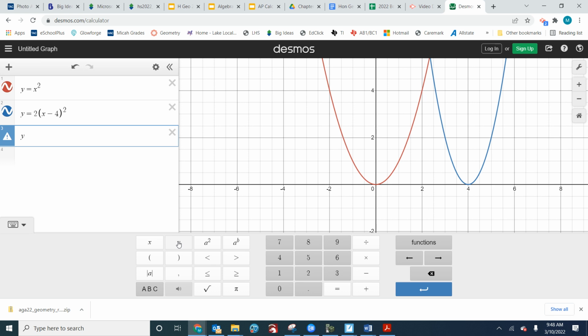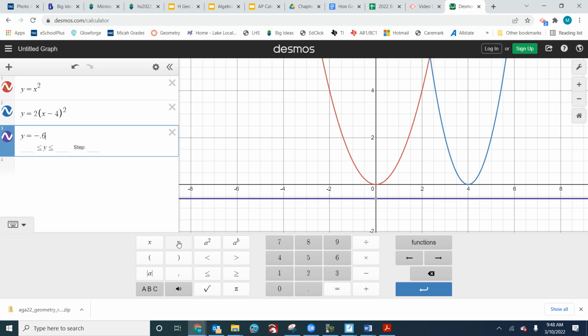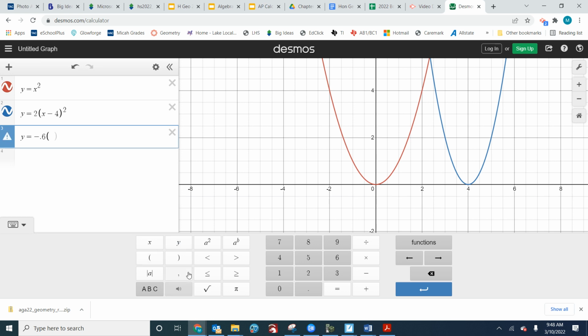All right. Anyway, so I'm gonna go y equals negative 0.6, parenthesis. What was it again? x plus 2.